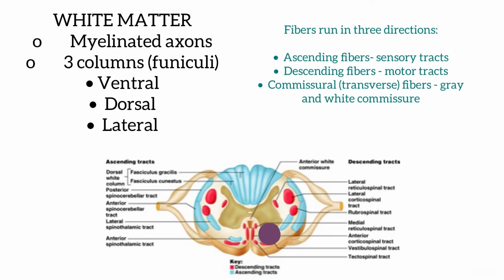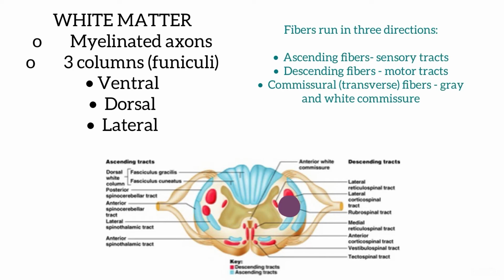Next, you have your white matter. So these are myelinated axons, giving them the impression of the color white. It has three columns or funiculi. So these are the counterparts to the gray matter horns. In the white matter, these are called columns. They may also be called funiculi, and you have three. Your ventral or your anterior funiculi or column, your dorsal, and then you have your lateral.